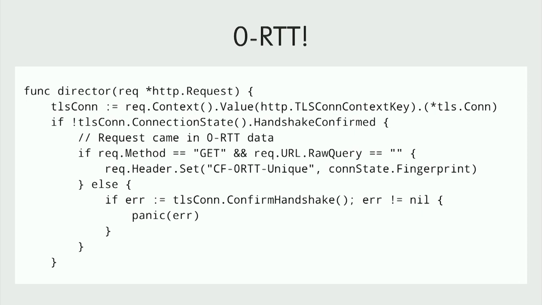And finally, of course, we added zero RTT with the API I told you about at the beginning. So we are wrapping up. We are finally using the context key to retrieve the TLS connection, checking if the connection state is not confirmed yet, and if it's not, we apply the Cloudflare logic, which is to only let through requests that are GET and that have no query string, on the assumption that you're not changing anything if you're only requesting a page without passing any parameters. If that's the case, we just add a header to let the server know, and if it's not, we call confirm handshake. We just wait, and as soon as confirm handshake returns without an error, we know we can proceed. So that's the entire extent of the code we had to add to implement all this logic with the API we added.